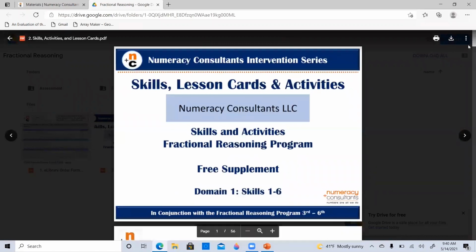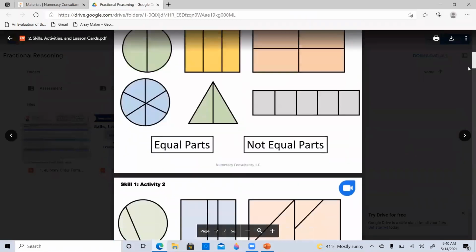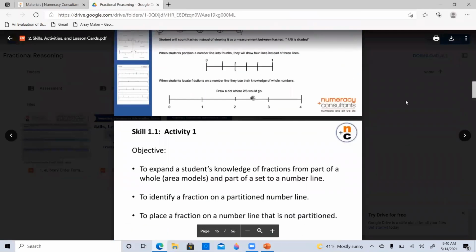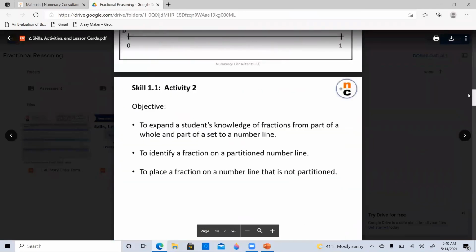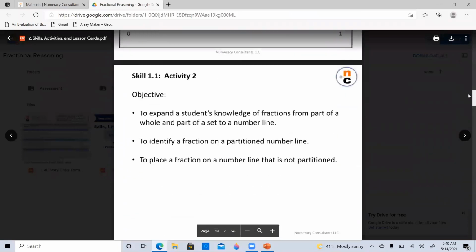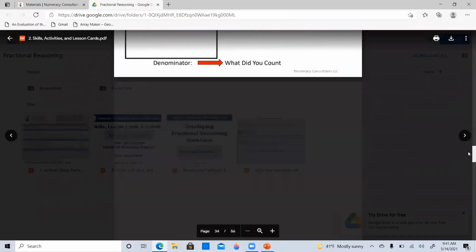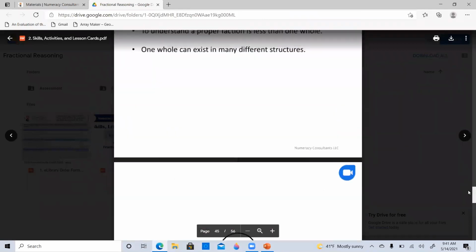Oh, there it is. So when you go through, you get domain 1, skills 1 through 6. These are all the lessons, all the materials that go through skill 1 lesson all the way up to 6. And remember, it's not just 6 lessons, because there are a couple of different activities for each skill too. So you can go through, and those are all the materials you'll need for the first one.